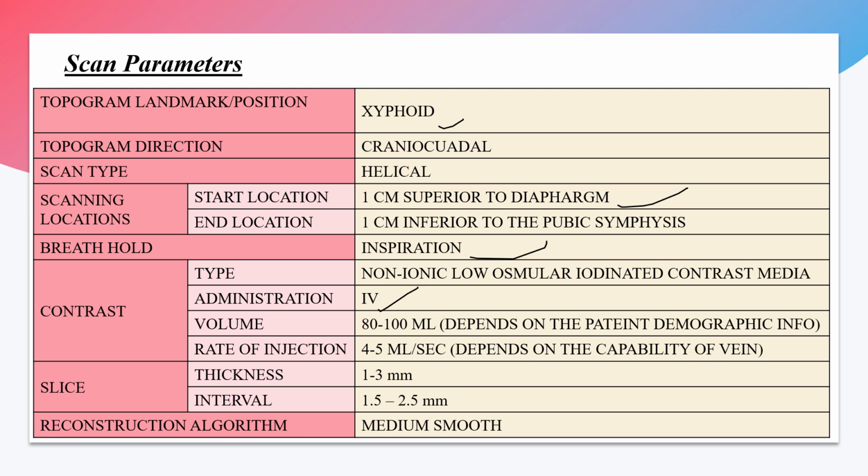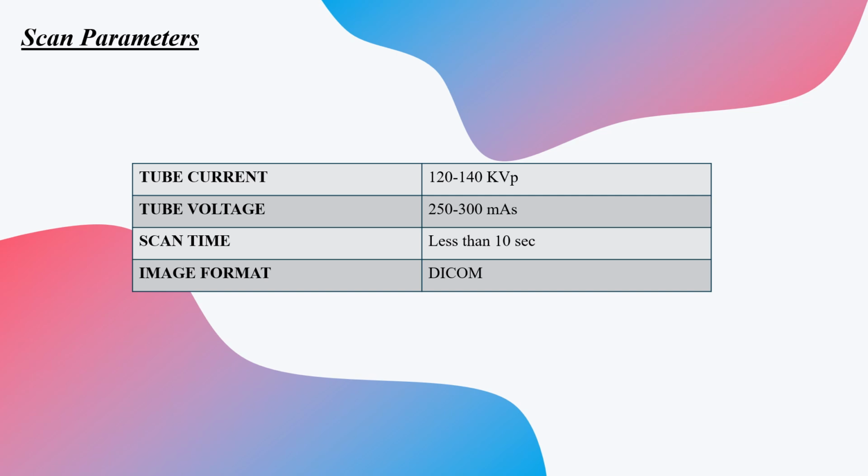The slice thickness will be 1 to 3 millimeter, and the interval will be 1.5 to 2.5 millimeter. The reconstruction algorithm will be a medium smooth kernel. The tube voltage will be 120 to 140 kVp, and the tube current will be 250 to 300 mAs. The scan time will be less than 10 seconds, and the image format will be DICOM.